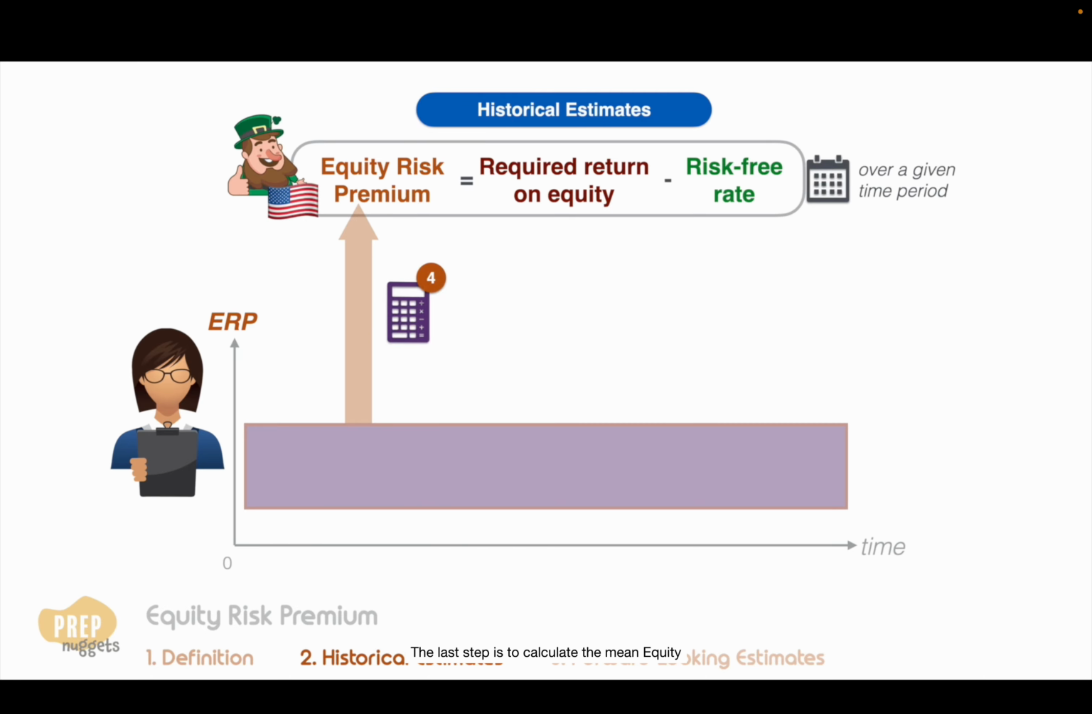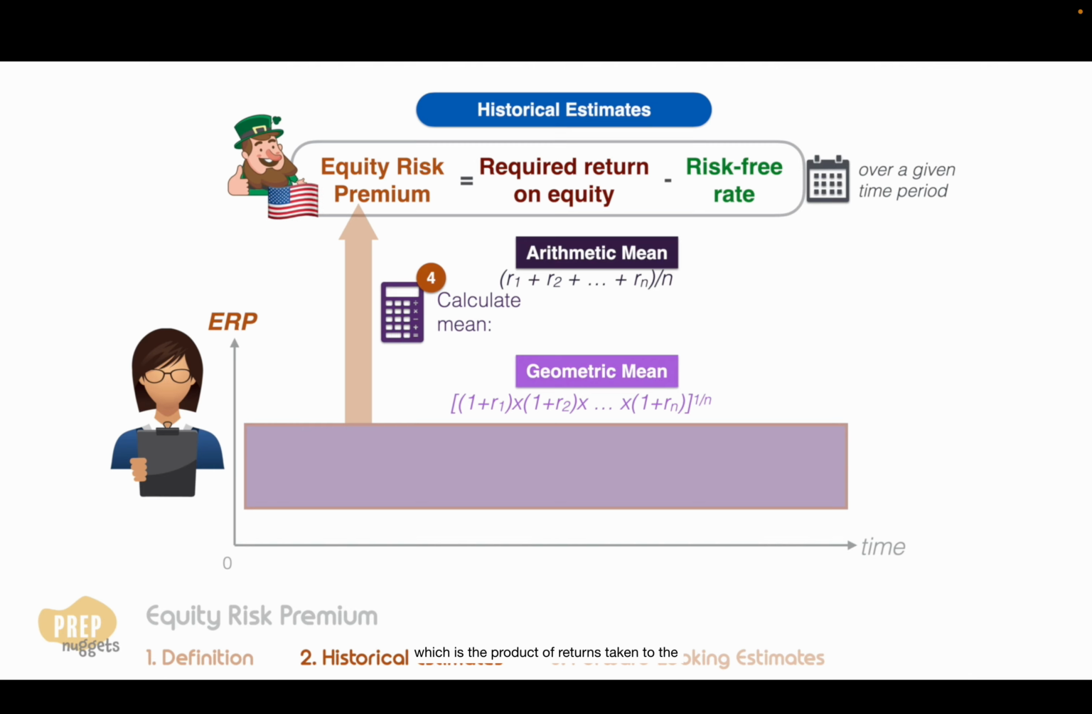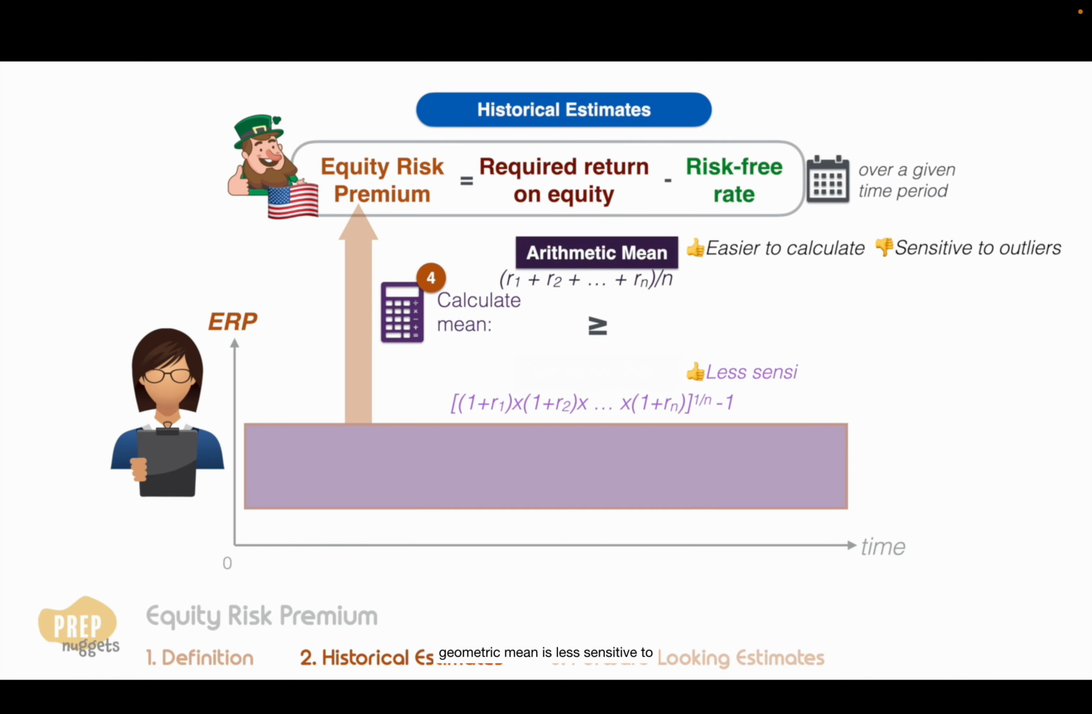The last step is to calculate the mean equity risk premium for the period. This can either be an arithmetic mean, which is simply the sum of returns for the period divided by the number of periods, or a geometric mean, which is the product of returns taken to the n root. Mathematically, the arithmetic mean is always greater or equal to the geometric mean. You have learnt the difference between the two in level 1. In essence, the arithmetic mean is easier to calculate, but is sensitive to extreme values. Geometric mean is less sensitive to outliers as it gives them less weight.